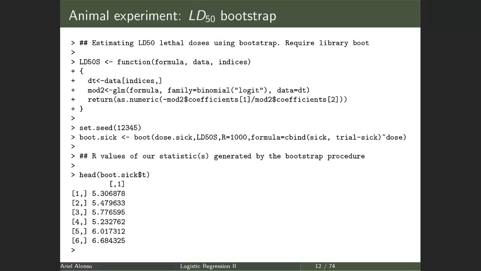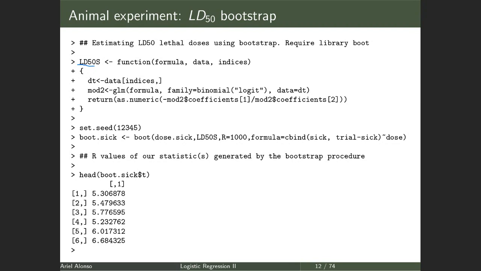So that's the lethal dose 50, the dose that will induce this lethal or toxic effect in 50% of the sample. And you need to construct a function for that because Bootstrap is a general procedure. This time I want to calculate the Bootstrap confidence interval for LD50, but you may want to do something different. So you need to write down what you want to do.